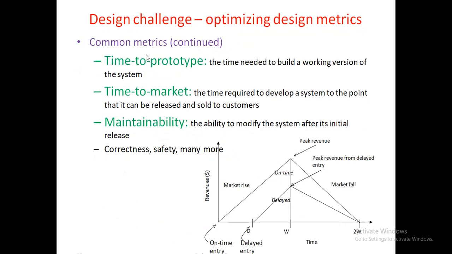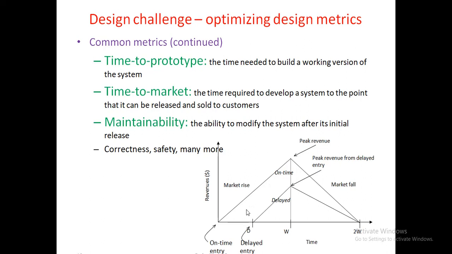And the next common metric is design challenges: time to prototype and time to market. You can see this diagram and understand very clearly. This is one product, and it is on time. This is another product, delayed by some 4 weeks or 8 weeks or 12 weeks. If you already know from the ground report what the demand and the customer expectation are, and you launch it on time, you will get a peak revenue.